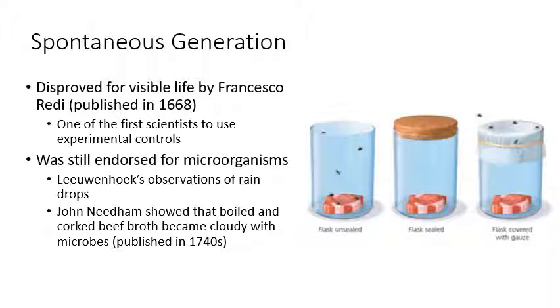You also had another scientist, John Needham, who had done an experiment where he took some beef broth and boiled it, and then he put it into flasks and corked them to seal them. And then he just kind of watched what happened to it, and he noticed that the beef broth got cloudy over time. It was getting cloudy because microbes were growing inside of it. So that experiment was actually done in the 1740s, and because of it, people kind of thought that microbes actually do come from non-living things like beef broth spontaneously by spontaneous generation.